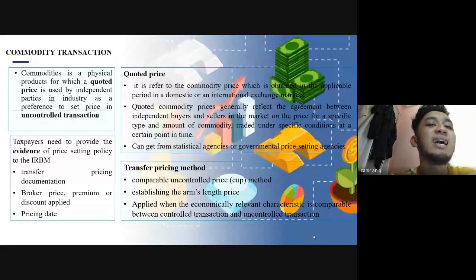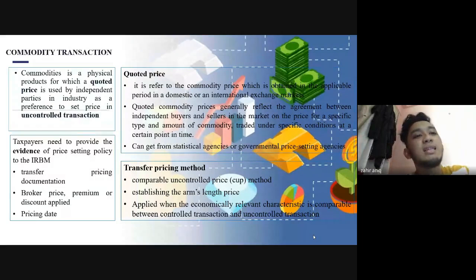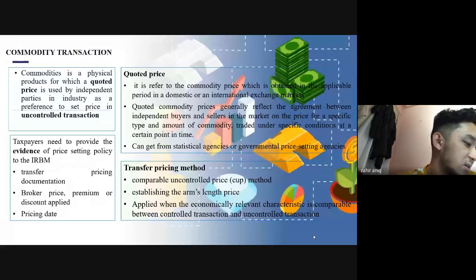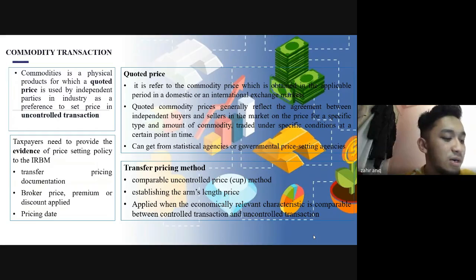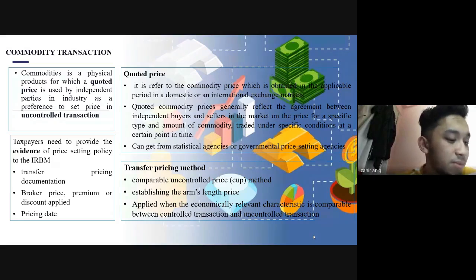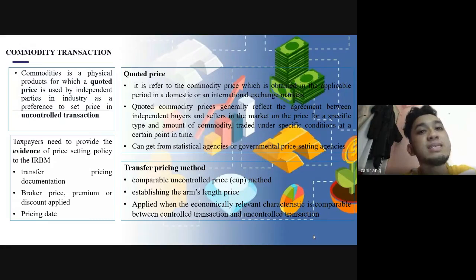So for commodities, the transfer pricing method that can be used is the comparable uncontrolled price method. As mentioned by Daus, the comparable uncontrolled price method compares the price charged for a property or services transferred in a controlled transaction to the price charged for a property or services transferred in a comparable uncontrolled transaction under comparable circumstances.